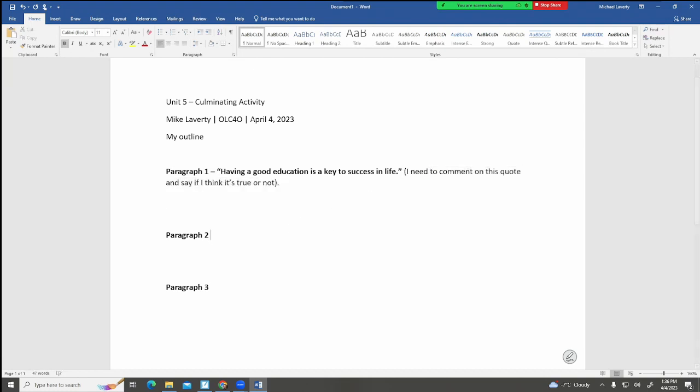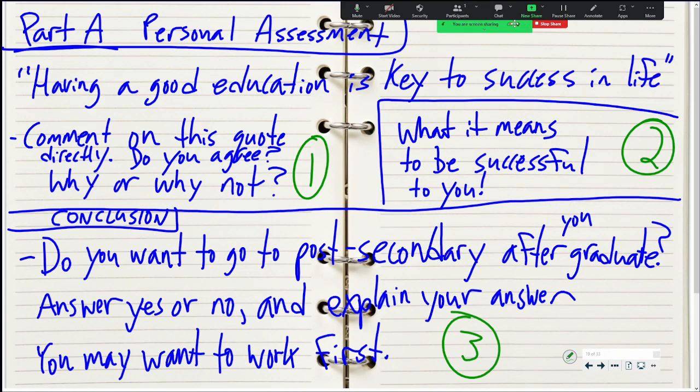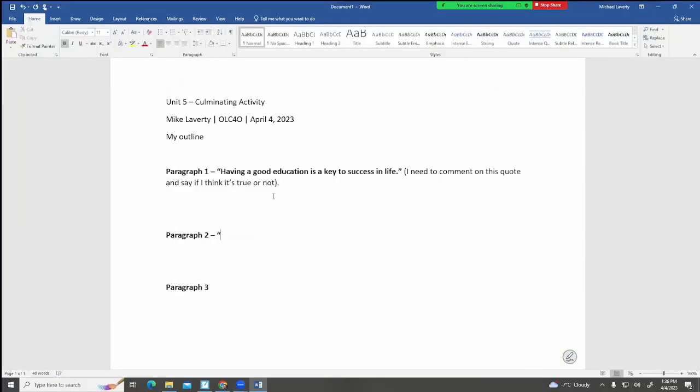Then paragraph 2, going back to my outline, is what it means to be successful to you. I'm just going to quote directly from the assignment. It says, you are to comment on what it means to be successful and the role which education has played or plays in your life, right? So that's critical.